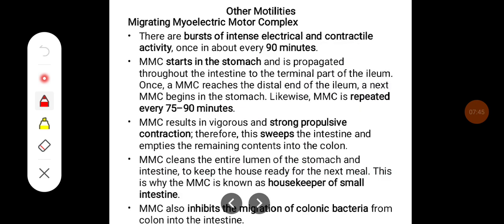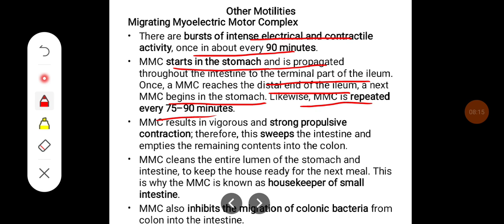Other motility, migrating myoelectric motor complex or MMCs. There is a burst of intestinal electrical and contractile activity once about every 90 minutes. MMC starts in the stomach and is propagated throughout the intestine to the terminal part of the ileum. Once MMC reaches the distal end of the ileum, the next MMC begins in the stomach. Likewise, MMC is repeated every 75 to 90 minutes.